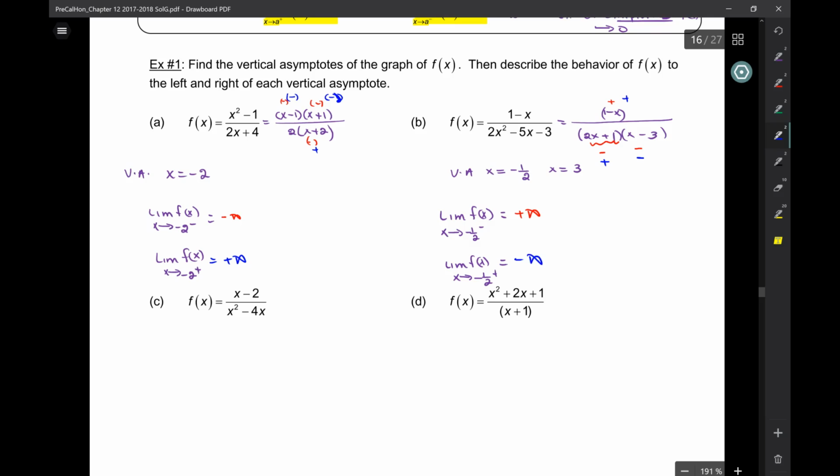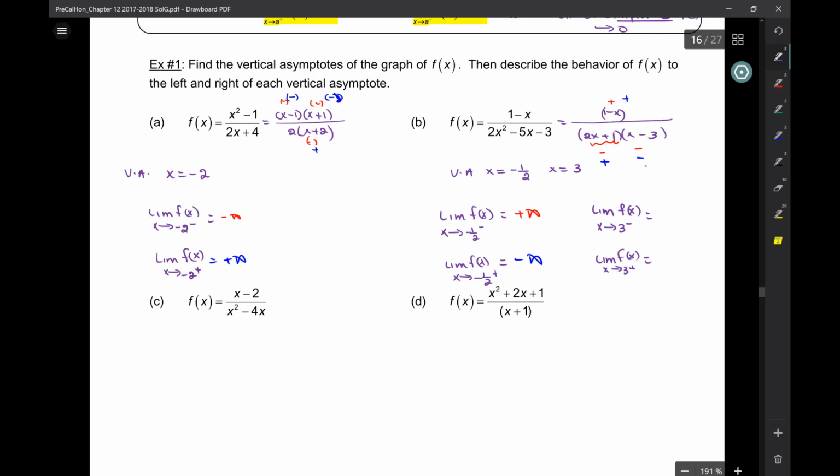Okay? Are they always like that? Well, the sign will alternate at the asymptote if there is a multiplicity of 1, or if there is an odd multiplicity. Do you remember that? Multiplicity. So here we go. Let's do that here for the other one. The limit of f of x as x approaches 3 from the minus side, the limit of f of x as x approaches 3 from the positive side.